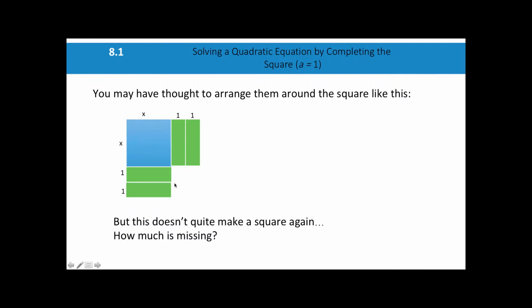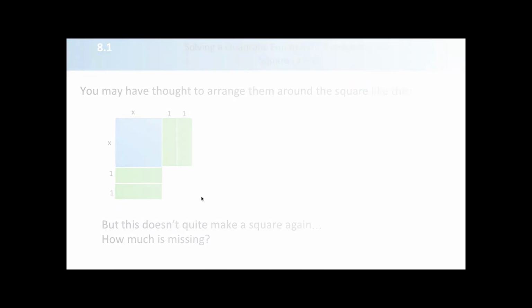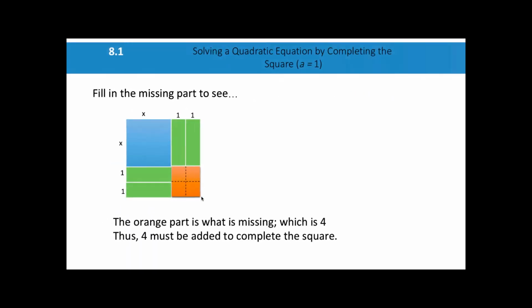But this doesn't quite make a square again. There's a part missing. You notice this corner is missing. So how much is that? How much is missing? Fill in the missing part to see. The orange part there is what's missing, which is 4. Notice that since this is 1, 1, 1, and 1, it creates 1 by 1 smaller squares, and there's 4 of them. So 4 is what must be added to complete the square.